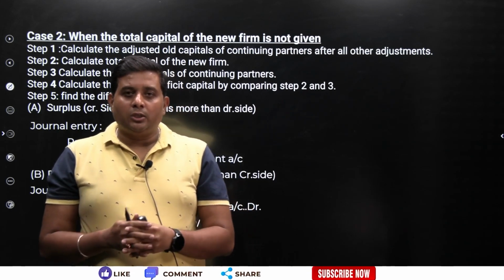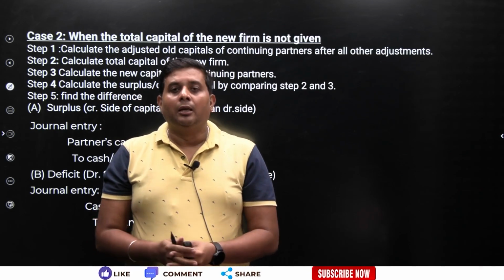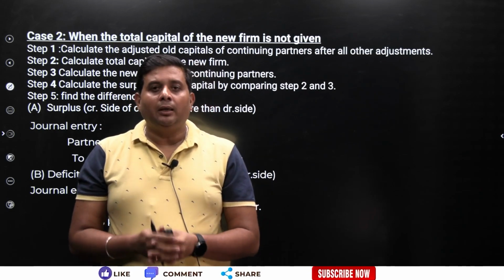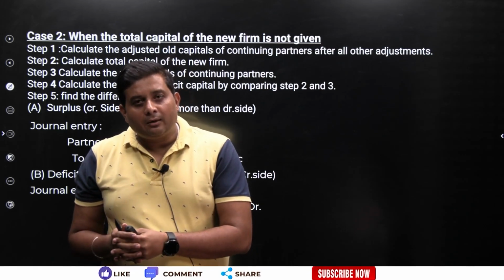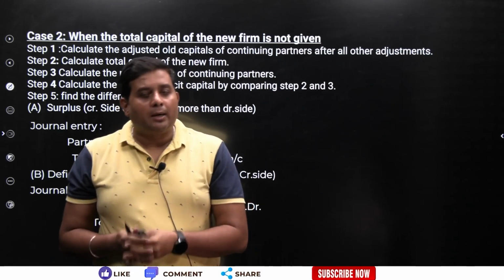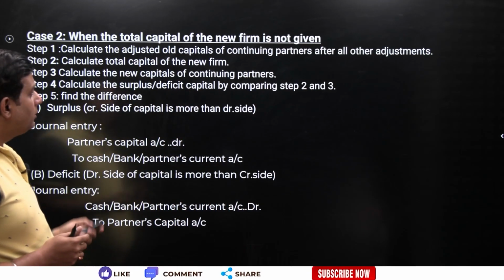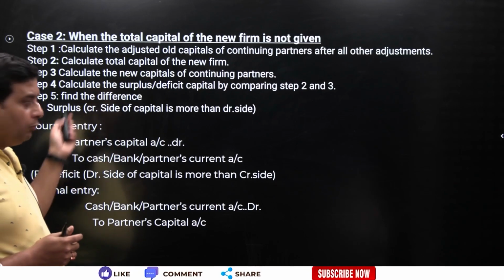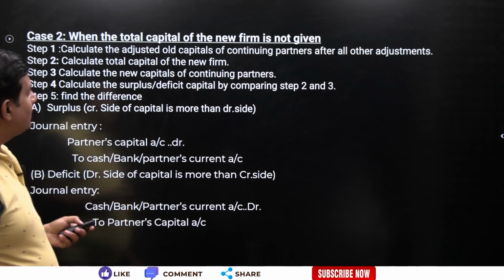In the reverse situation, when the debit side total, I mean the required capital, is more than the available capital, the entry should be reversed. It should be cash or bank, partners' current account debit to partners' capital account. So I'll take one question to help you understand the concept better.